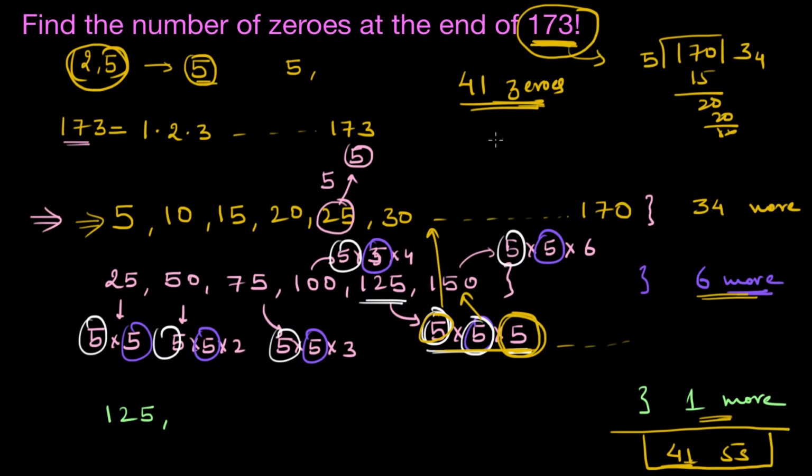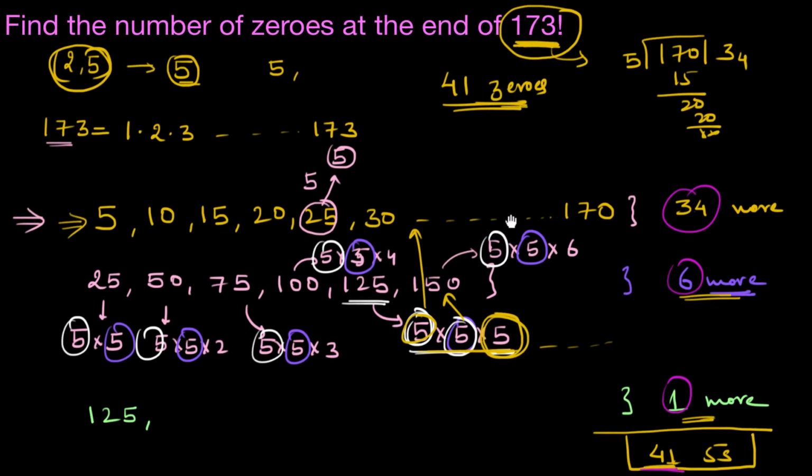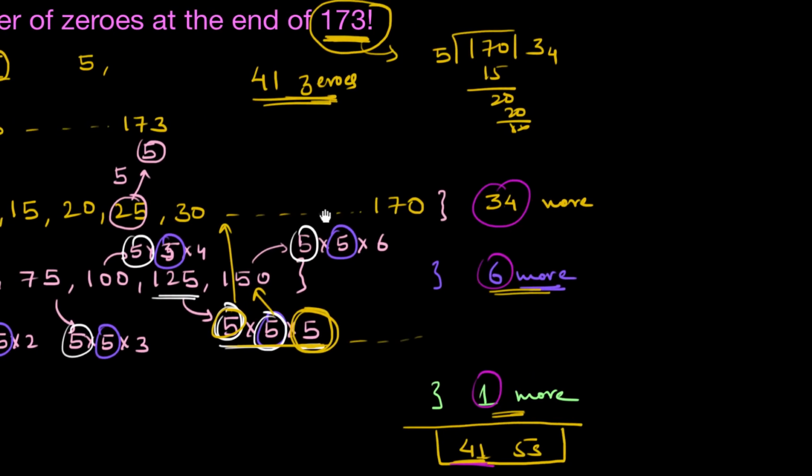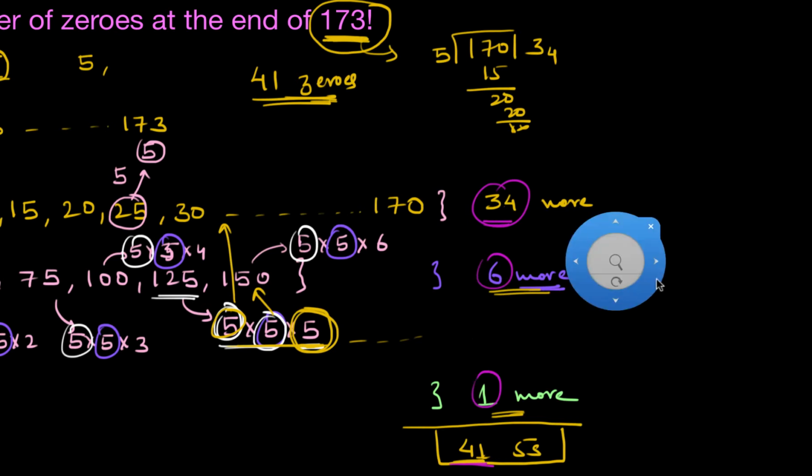In the last video, we saw how to find the number of zeros at the end of 173 factorial. We added 34, 6 and 1 and got that there will finally be 41 zeros at the end of 173 factorial. But interestingly, there is one more way to arrive at the result that we obtained here, 34, 6 and 1. And let's see what that is.